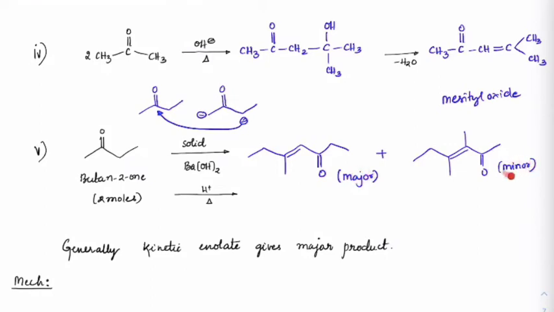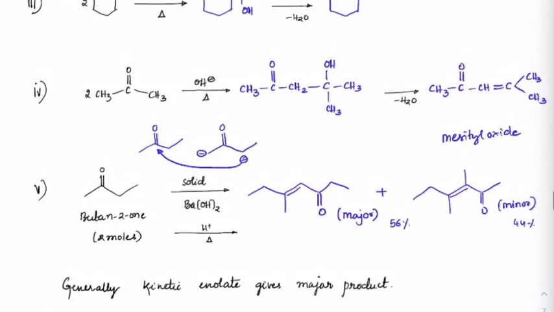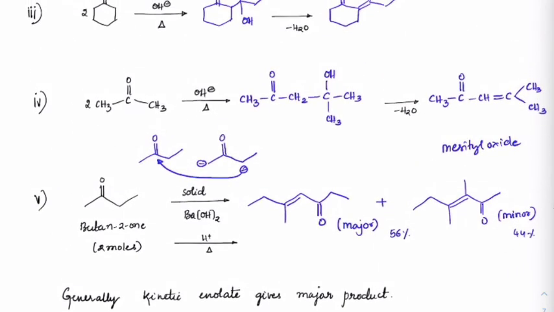It does not mean the minor product is not forming. In fact, the percentage difference is very less. Sorry, this is around 56 percent. Okay, this is around 44 percent. Got it? But out of this also, if the major product is asked, always go with the kinetically stable enolate form. Got it? I hope you got this point, how to choose and how to make the self aldol products.